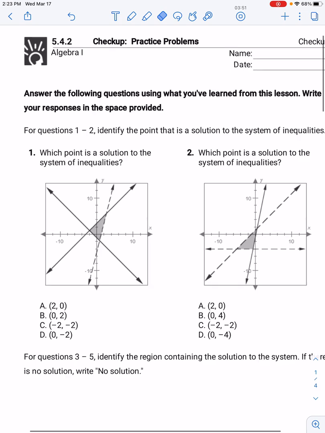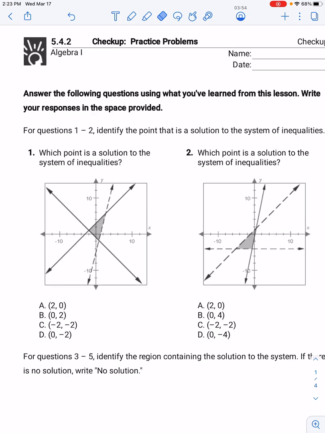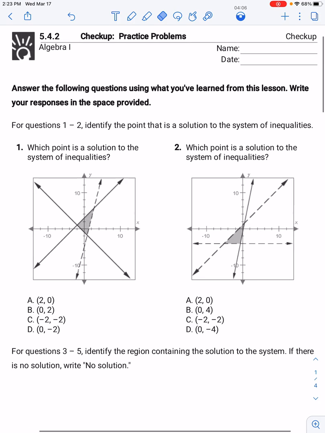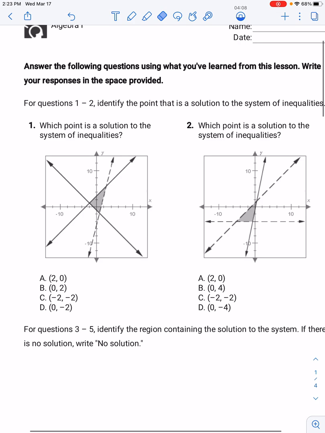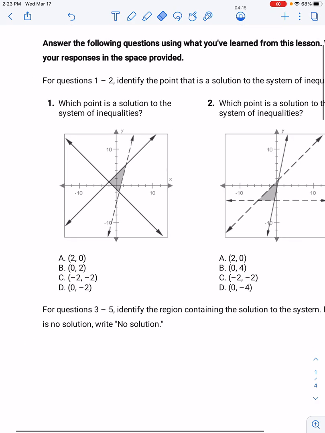All right, so this is your 5.4.2 checkup practice problems. I thought maybe it might be a good idea to go through this together to see what you have learned after you've gone through the whole lesson. So for questions 1 and 2, identify the point that is a solution to the system of inequalities. For question number 1, it says which point is the solution to the system of inequalities?